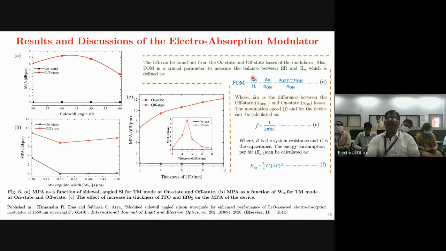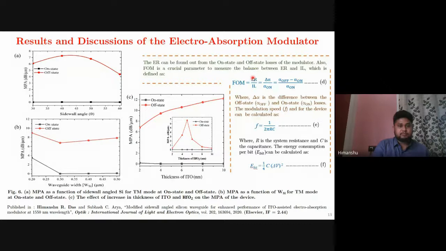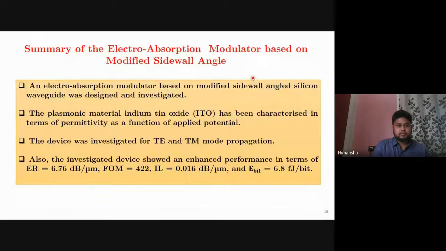Okay. Go ahead. So coming to the summary, the plasmonic material indium tin oxide has been characterized in terms of permittivity as a function of applied potential, and the device was investigated in terms of TE and TM mode. Also, the investigated device showed enhanced performance in terms of ER, FOM, IL, and energy per bit.